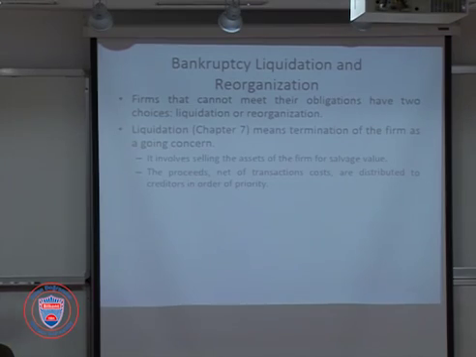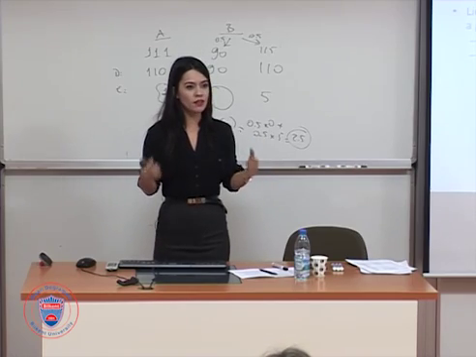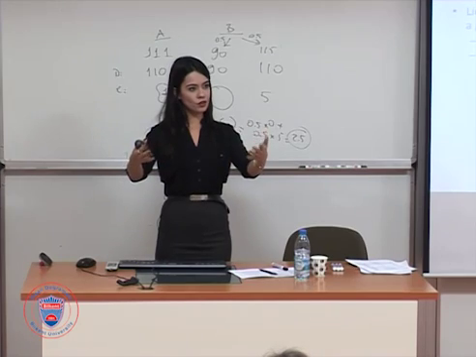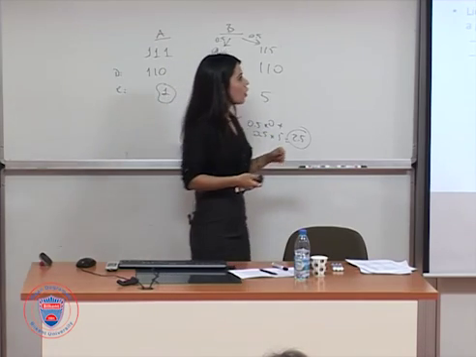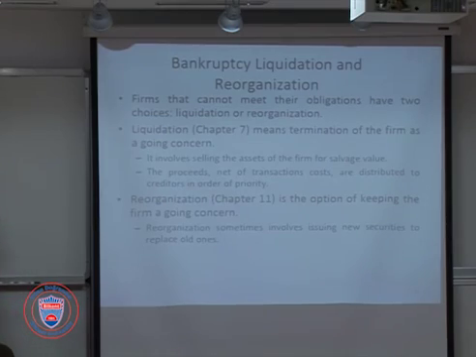This is, of course, the US system. There's Chapter 7 and Chapter 11. Chapter 7 is the end of the company, basically, the termination of the firm. So all the assets are sold at a salvage value, and whatever money is made is returned to debt holders and then shareholders. Or there's Chapter 11, which is reorganization. It is the option of keeping the company as a going concern.